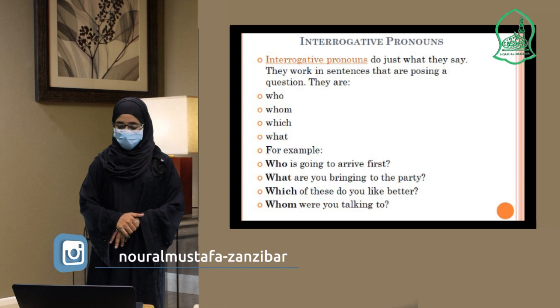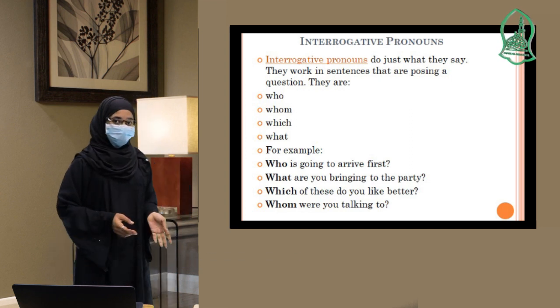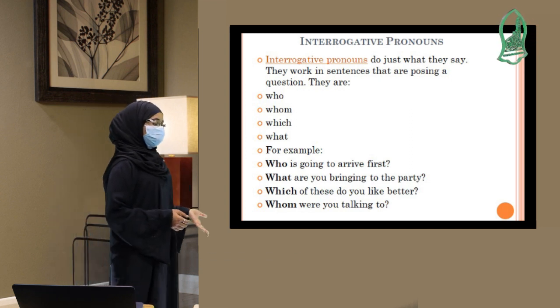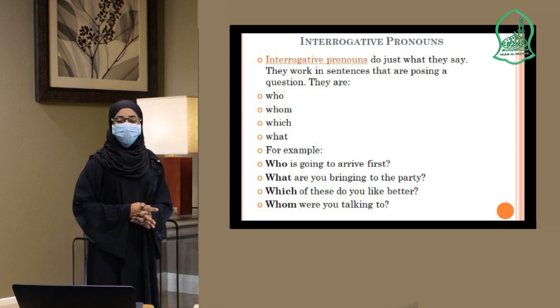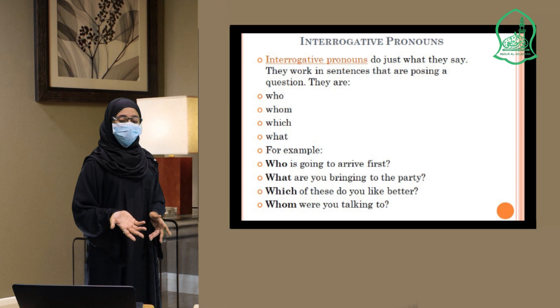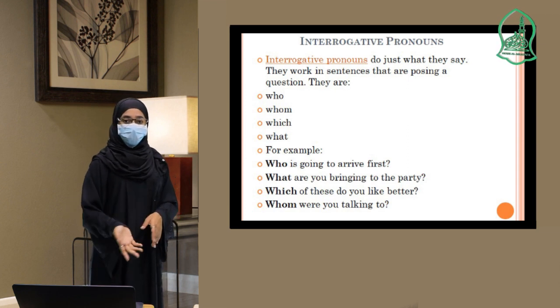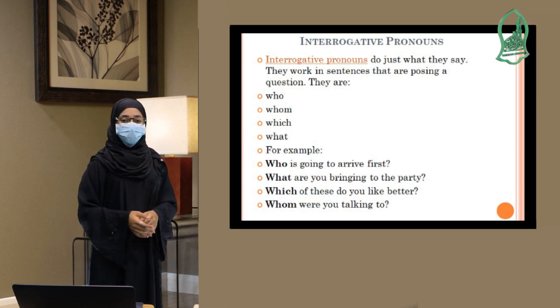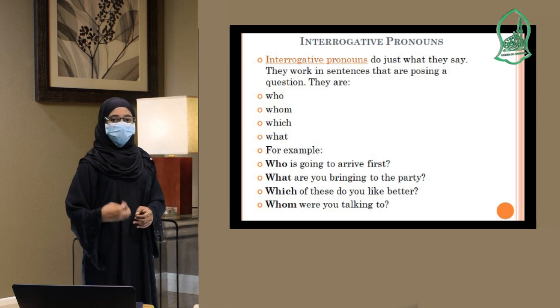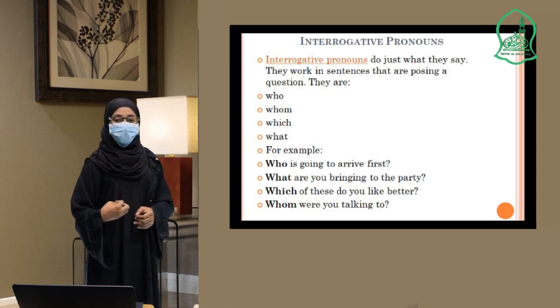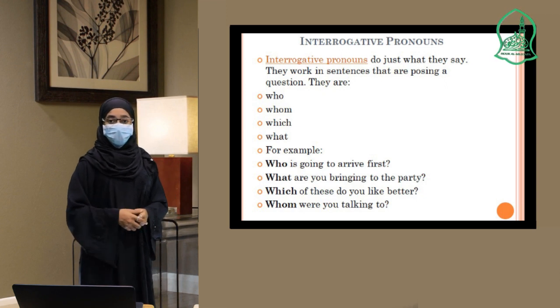For example here, who is going to arrive first? So when you answer that question, you will mention the name. Or maybe you don't want to mention the name, you will use the personal pronoun to answer that question, because we have said who is used for people, which means when you answer, you are going to answer by using either a name or a personal pronoun.